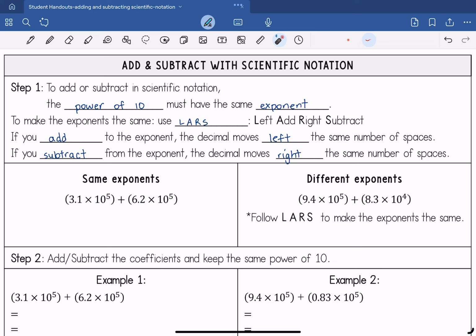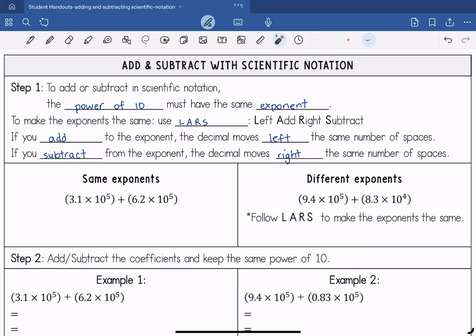Step 1: to add or subtract, you need to ensure that the powers of 10 have the same exponent. If the exponents are not the same, you need to make them the same, and you can use LARS, which stands for left, add, right, subtract. If you add to the exponent, the decimal moves to the left the same number of spaces. If you subtract from the exponent, the decimal moves right the same number of spaces.